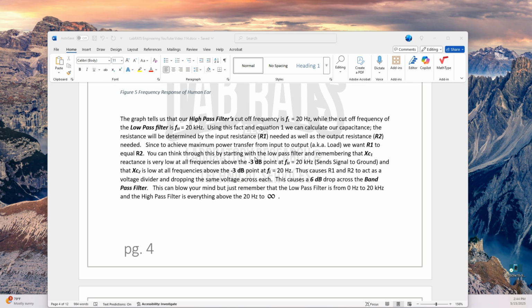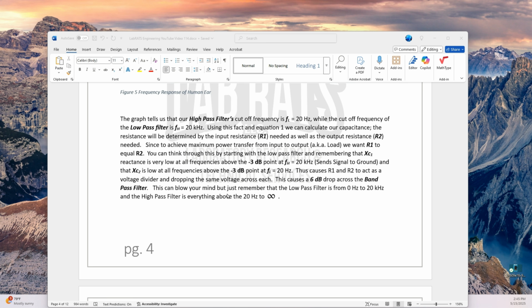You can think of this by starting with the low pass filter, and remember that XC1 reactance is very low at all frequencies above the 3 dB point, and at FH equals 20 kHz sends the signal to ground. Anything above 20 kHz sends it to ground. And that XC is low at all frequencies above the 3 dB point at FL equals 20 hertz. This causes R1 and R2 to act as a voltage divider, dropping the same voltage across each. This causes a 6 dB drop across the bandpass filter, voltage-wise.